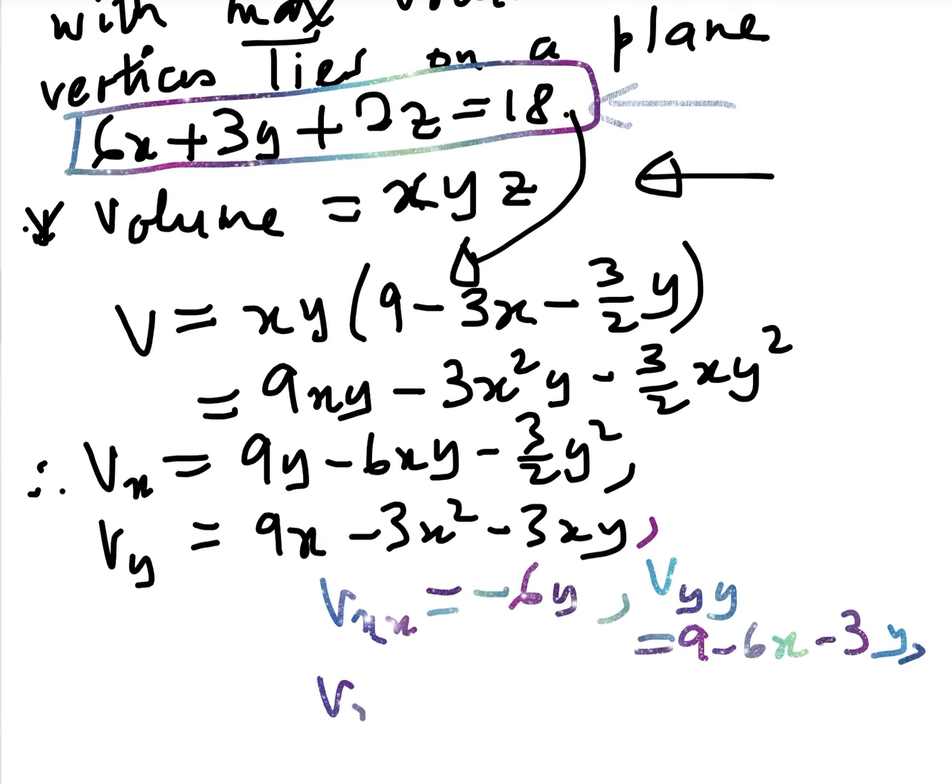And if you differentiate V with respect to x and y, you will get, wait a minute, this should have been, let me just change that. This in fact should be Vxy. So let me rectify that. And Vyy is very simply minus 3x.